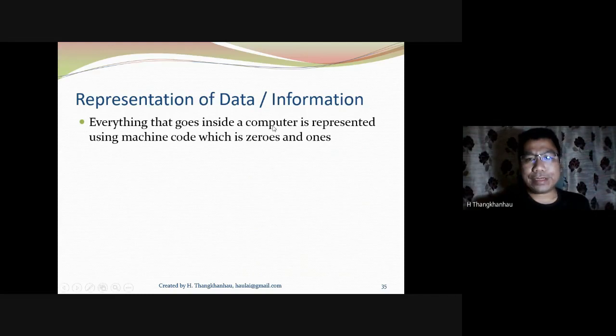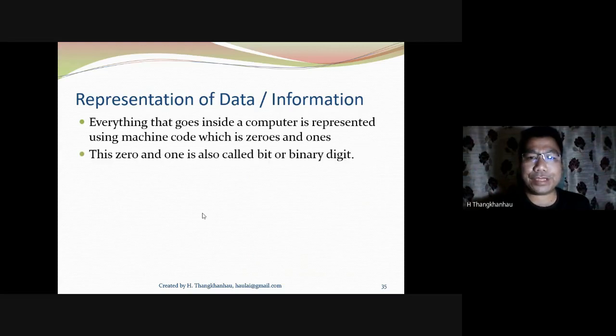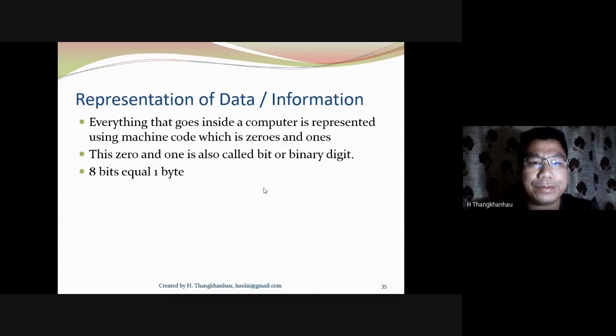Everything that goes inside a computer is represented in machine code. This machine code is nothing but 0 and 1, because computers operate using electricity. So when there is power supply, the code will be 1. When there is no power supply, the code will be 0. So a computer can understand only 0 and 1. This 0 or 1 is called a bit, or binary digit. So 8 bits equal 1 byte, okay? 8 bits equal 1 byte. This bit is the smallest unit in computer memory measurement, okay?